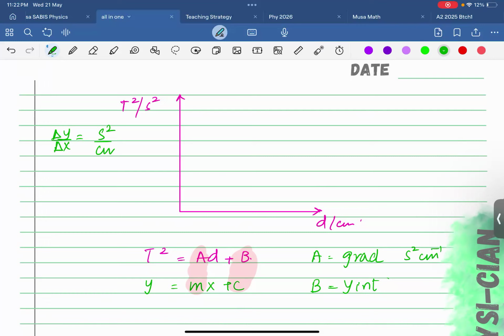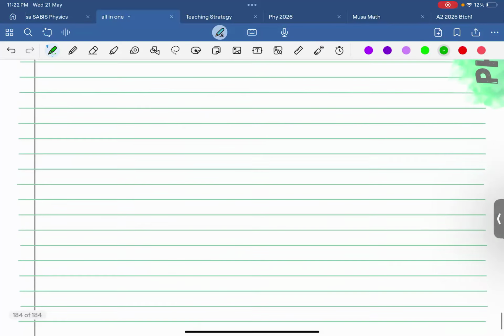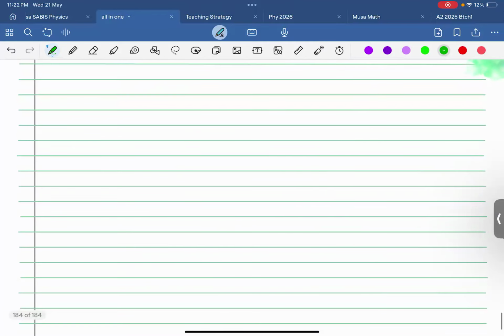Okay, and for the y-intercept, it is just passing through y. So that's why you have to consider the second squared as the unit for the y-intercept. Okay, let's just do one last thing that is quite difficult.